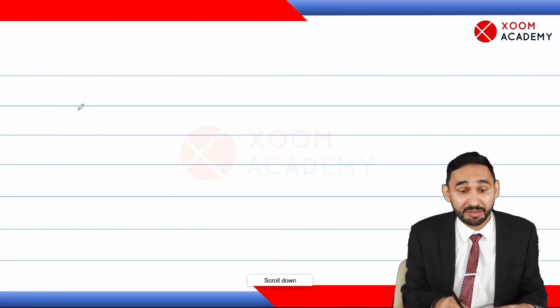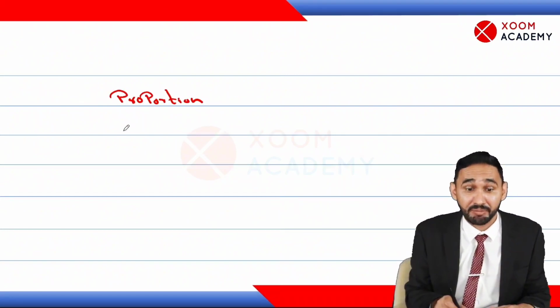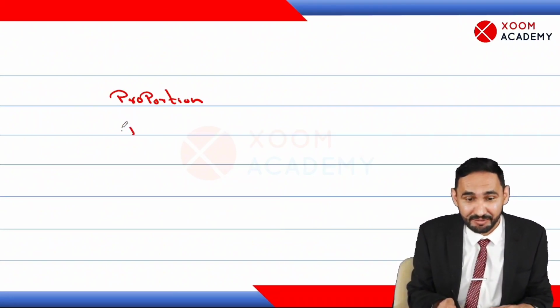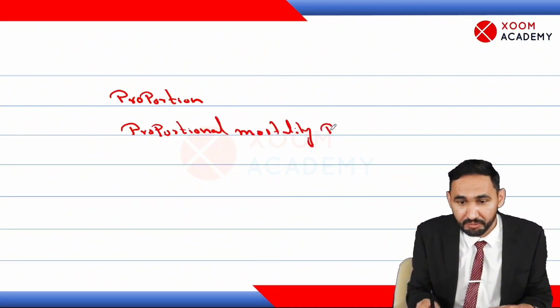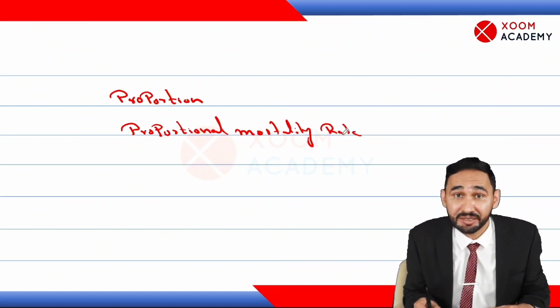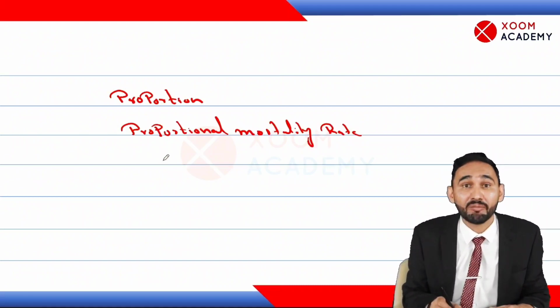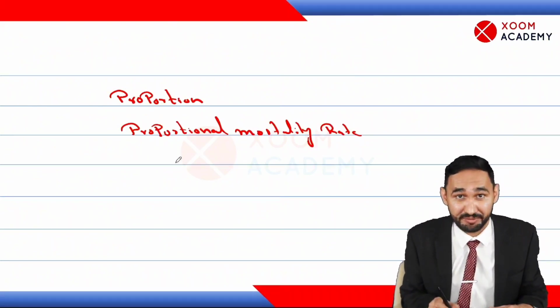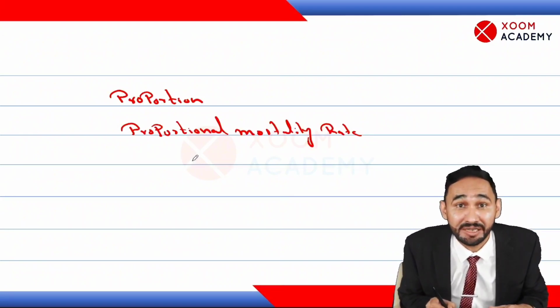What is proportion? Portion of whole, like proportional mortality rate. Proportional mortality rate indicates the proportion of a certain disease. Like we say the proportional mortality rate of measles. How many people are dying from measles? And we divide this by the total number of deaths. This is proportional mortality rate.